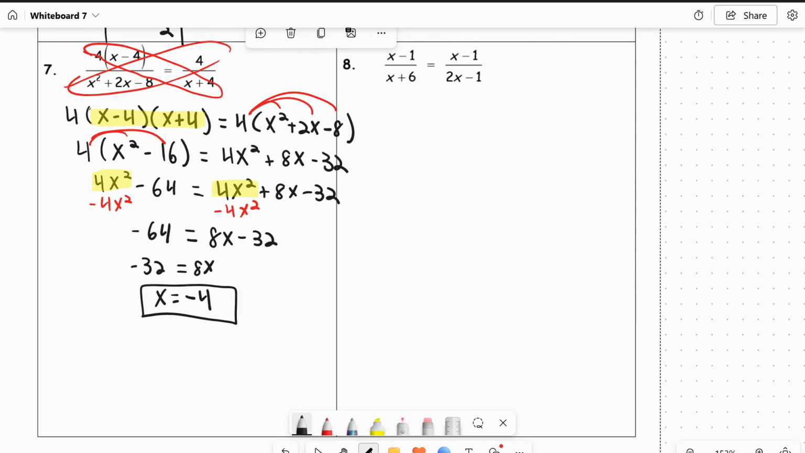Okay, in this case, if you were to substitute negative 4 back into your equation, you actually would get an extraneous solution. So in this case, since that's the only solution I found, we really have no solution for this one.